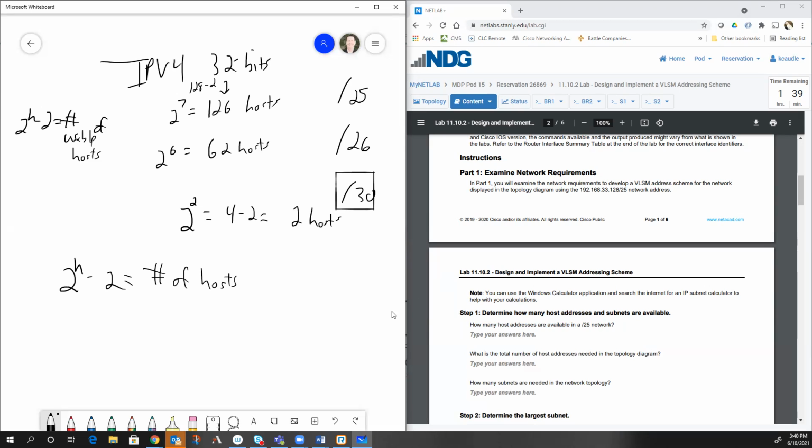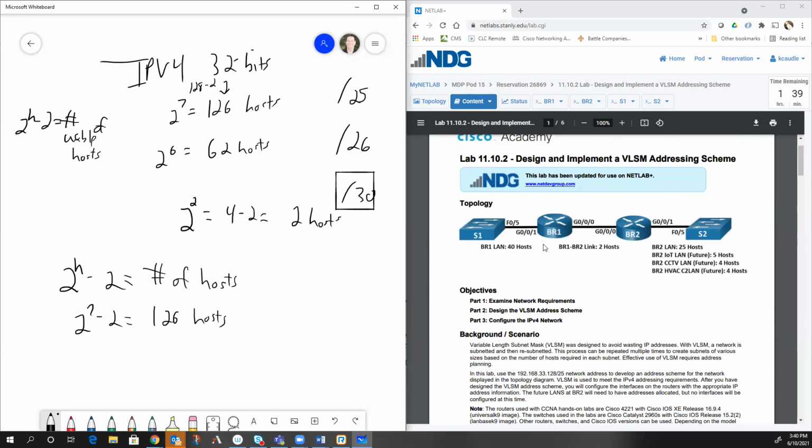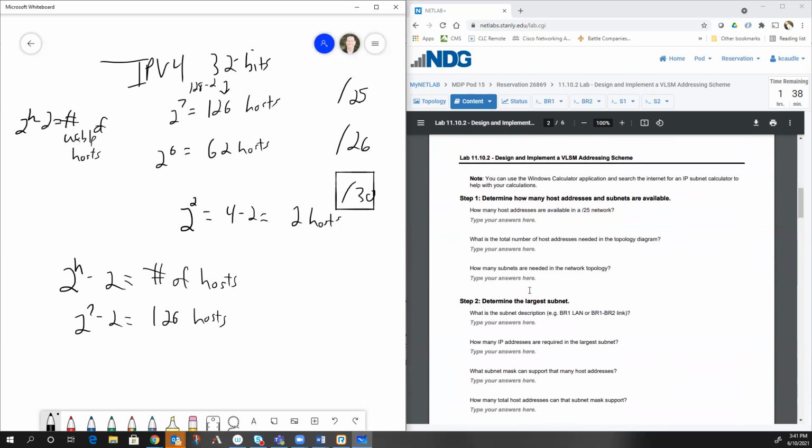And since it's /25, we had 7 left. 2 to the 7 minus 2 is 126 hosts per subnet, right? What is the total number of host addresses needed in the topology diagram? So we'll go up here and you would just add up the numbers. 40, 42, that's 9, 13, so 55, 65, 75, 80. Looks like there's 80 hosts necessary for this particular one.